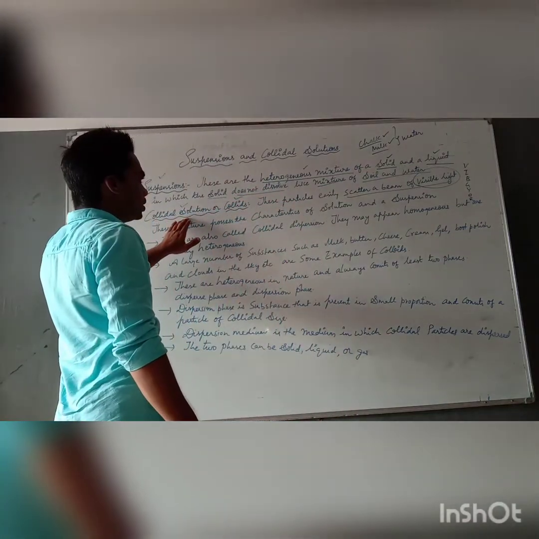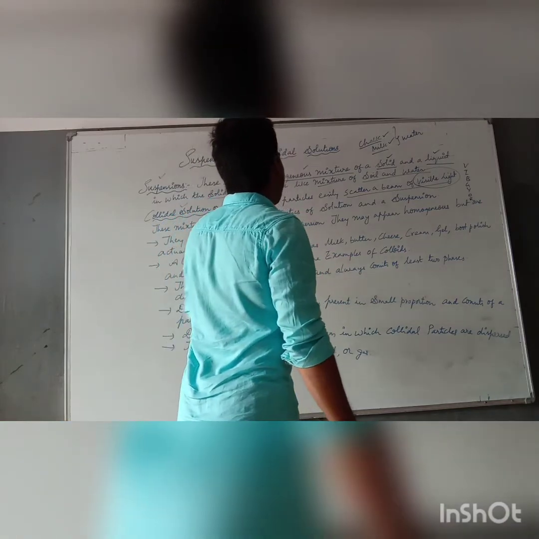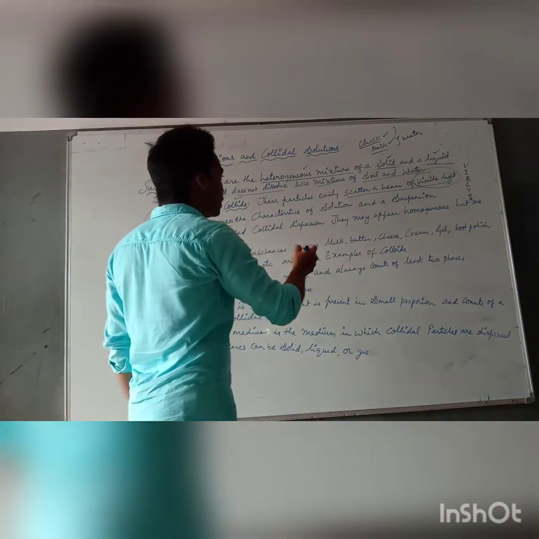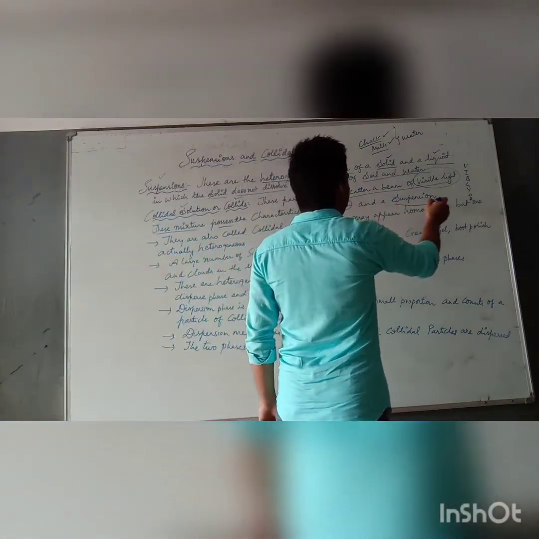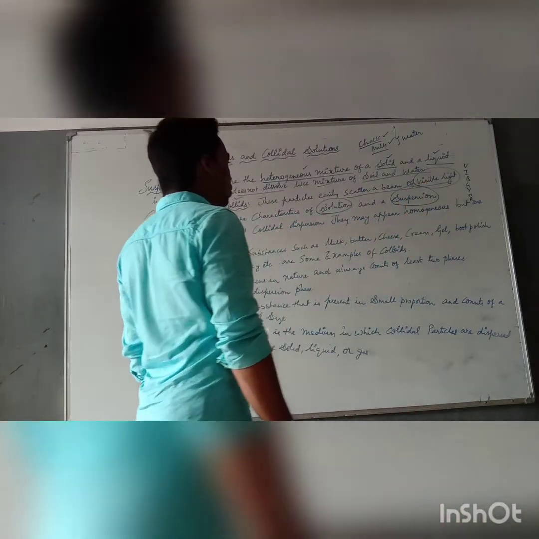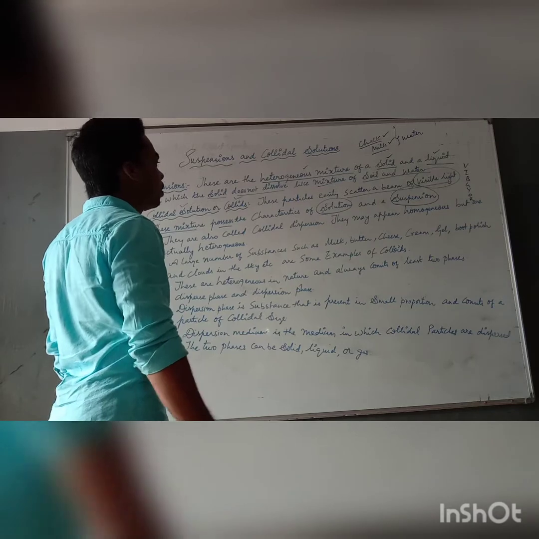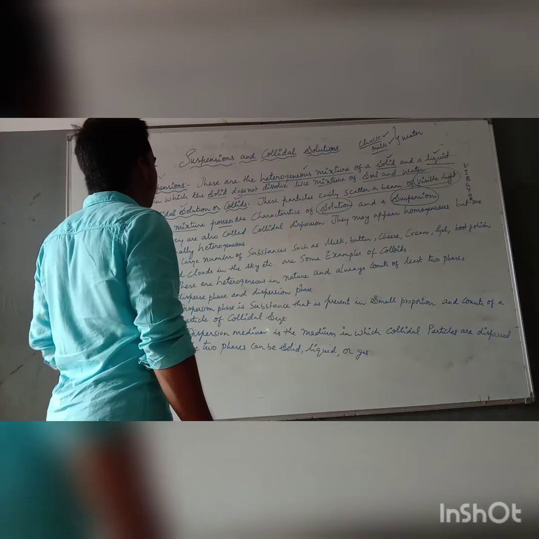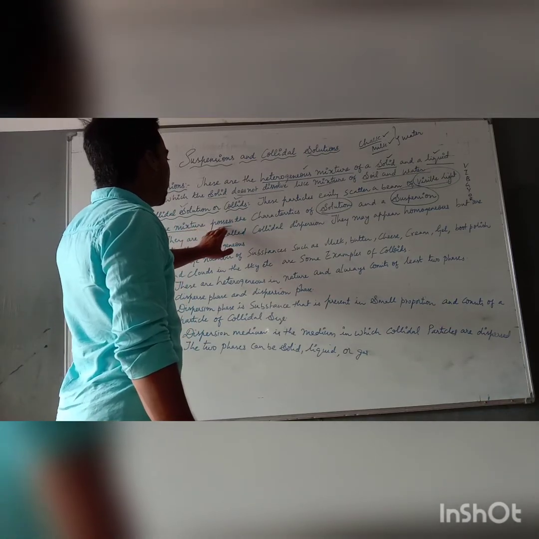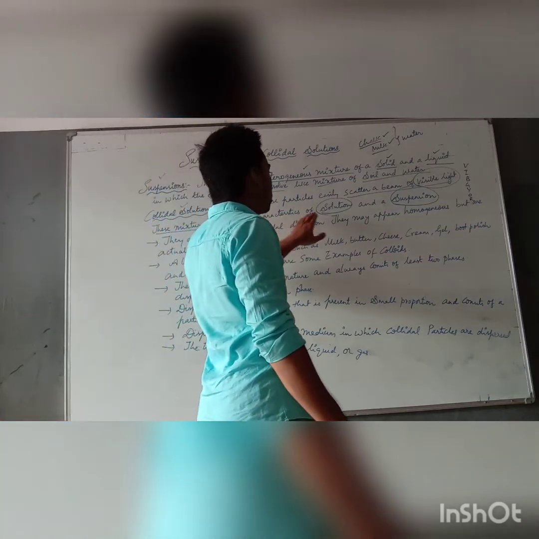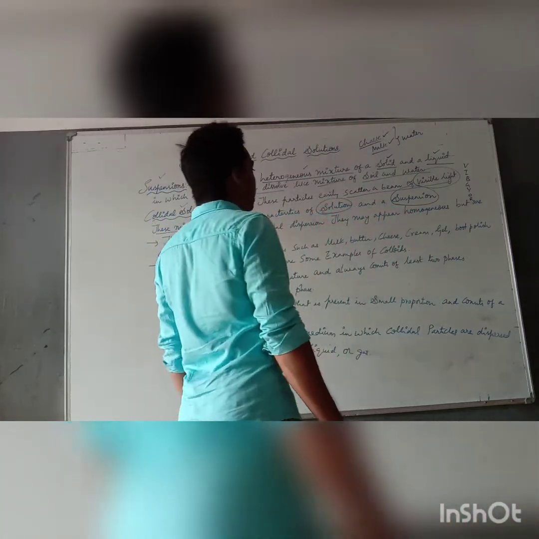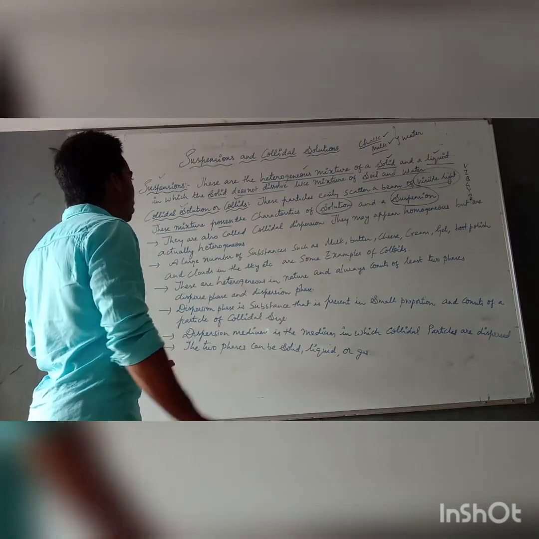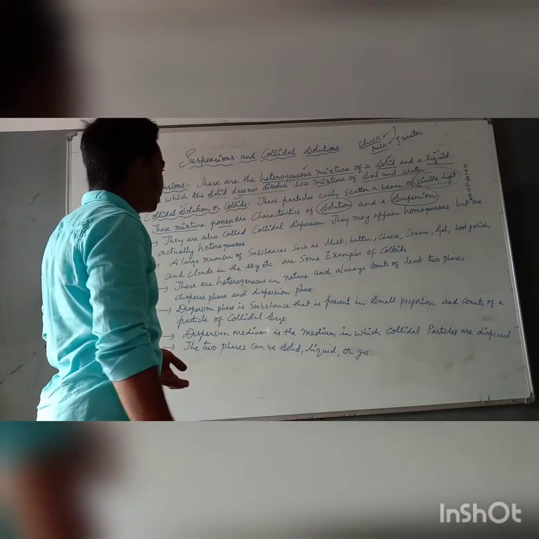So what are colloidal solutions? These particles easily scatter a beam of visible light. These mixtures possess the characteristics of solutions as well as suspensions. We have seen what a solution is: a mixture of solute plus solvent. We have also seen what a suspension is. Both the characteristics of solutions and suspensions are present in colloidal solutions or colloids.